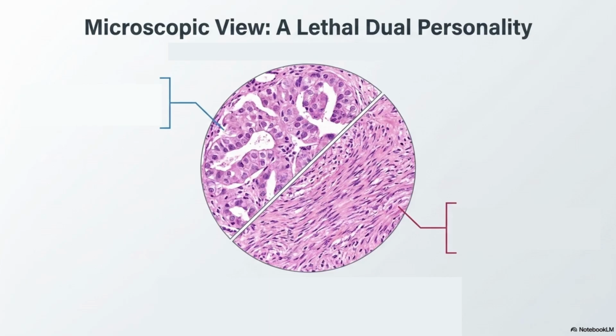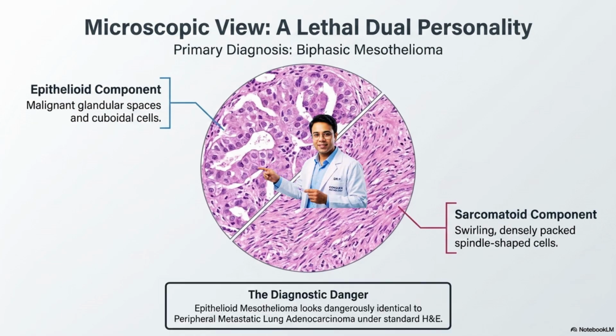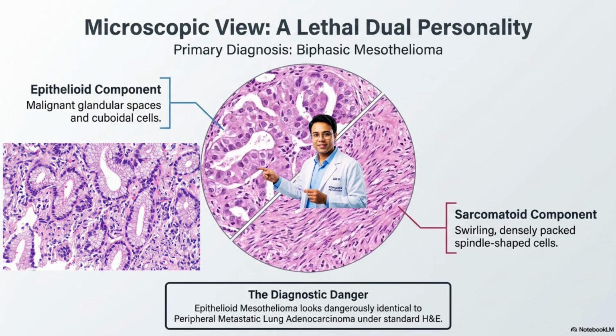Under the microscope, we witness a lethal dual personality. First, the epithelioid component, which forms malignant glandular spaces lined by cuboidal cells. Second, the sarcomatoid component, composed of swirling, densely packed spindle-shaped cells. Together, these confirm our primary diagnosis of biphasic mesothelioma. But here is the diagnostic danger. That epithelioid component looks dangerously identical to peripheral metastatic lung adenocarcinoma under standard H&E staining.